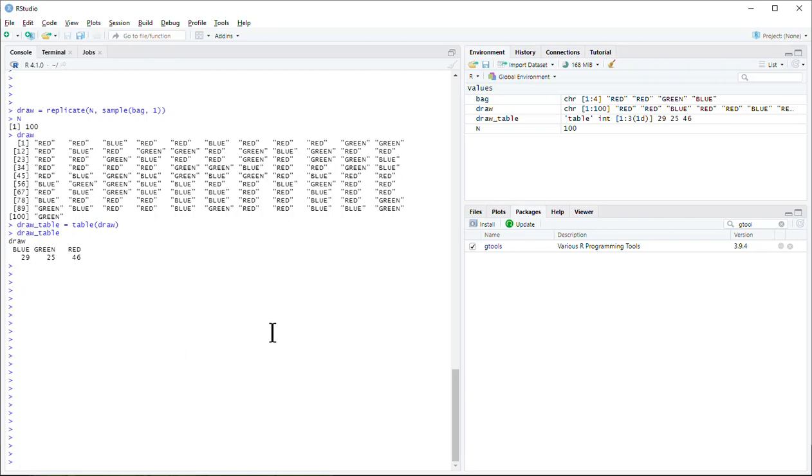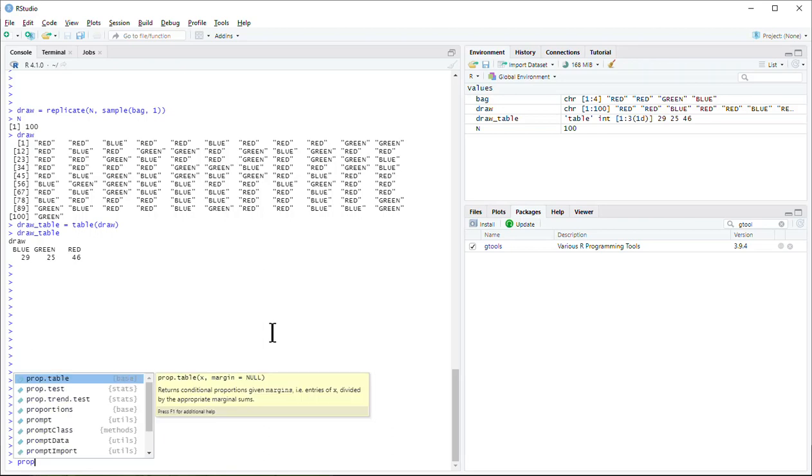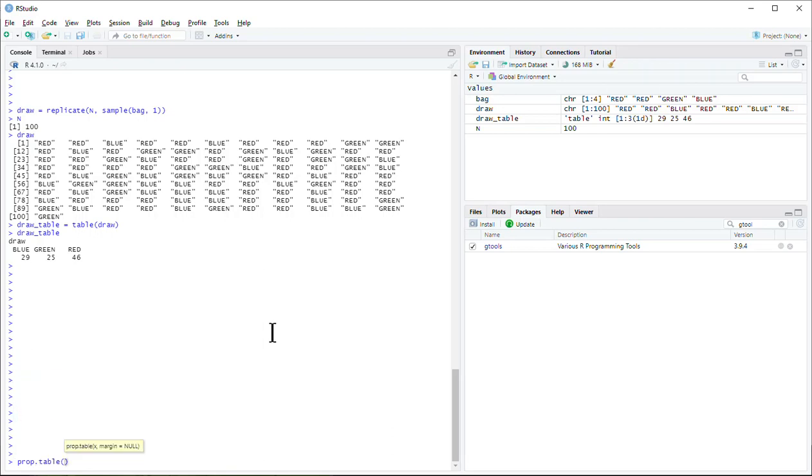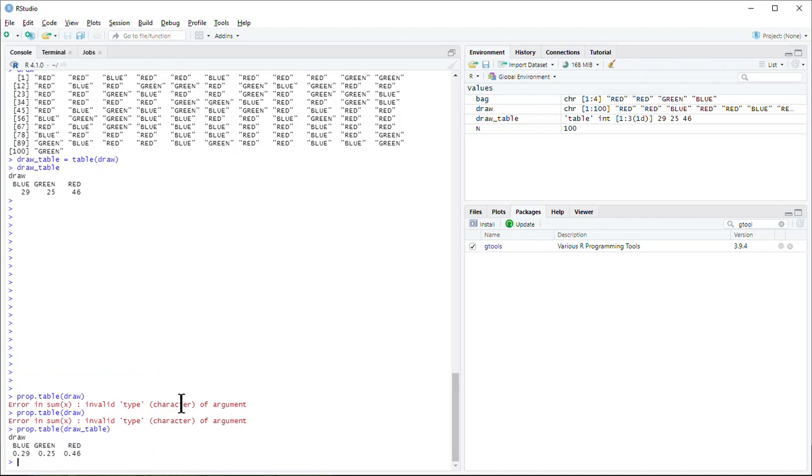Our textbook author proposes that we use this prop table command, which does the calculations for us, right? Of course, we could do these in our head, but this prop table, the proportions of the entries of the table calculated for us, is nice.